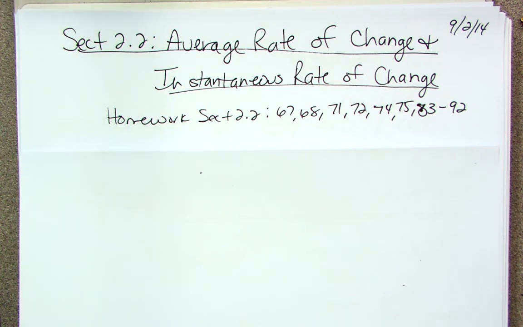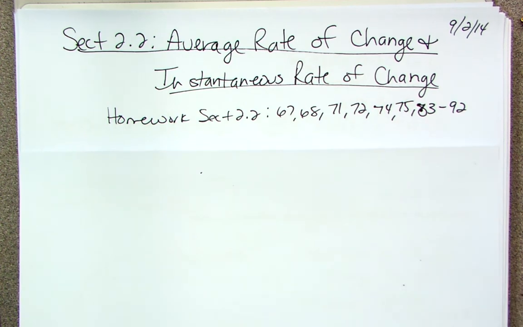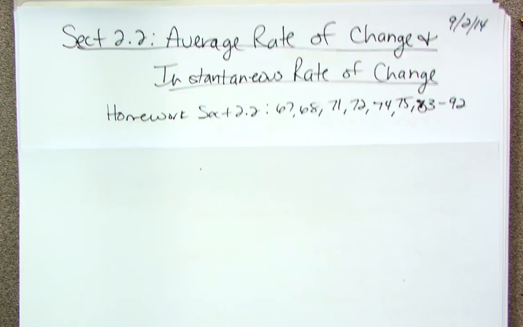So from section 2.2, average rate of change and instantaneous rate of change. What is the difference between the two? Well, there's your homework. It's 67, 68, 71, 72, 74, 75, and that is 83 through 92. So I'm just going to briefly go over again what those two mean.